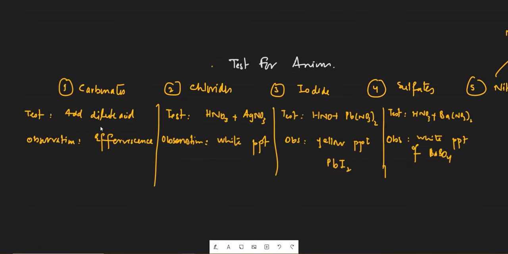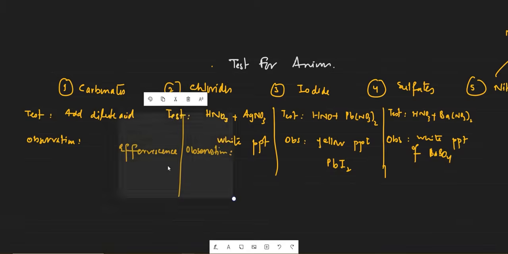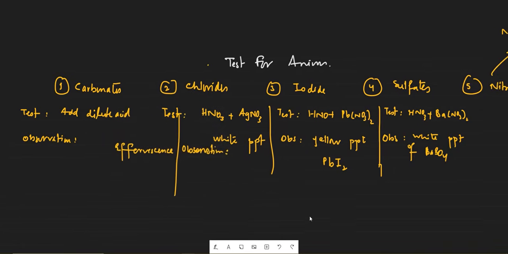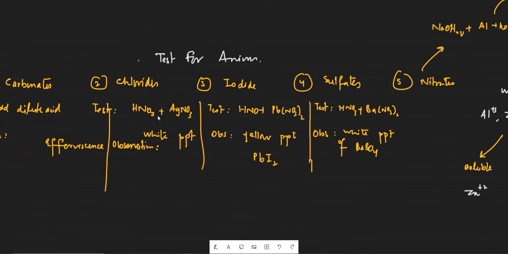So for carbonates you add an acid. It's pretty easy to remember that effervescence is there. For chloride, iodide and sulfate, all three of them are going to have nitric acid in the test. For chloride you will add silver nitrate, because silver is going to react with chloride. We know that a white precipitate of silver chloride is formed.